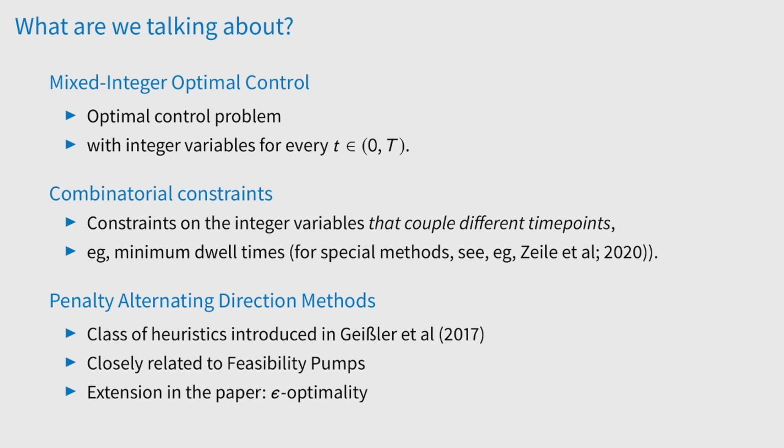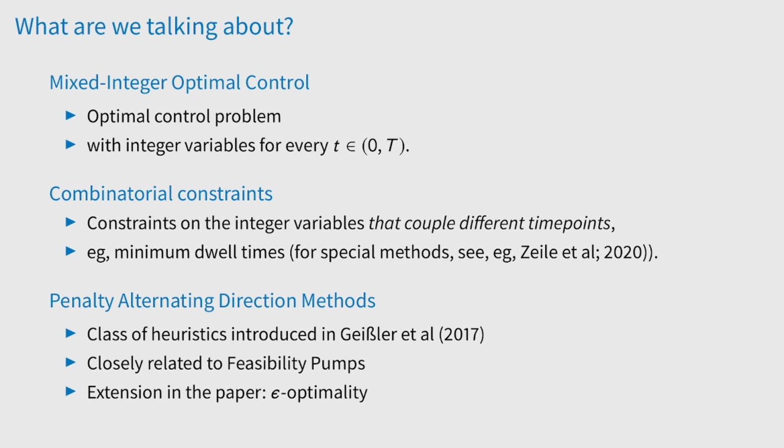And the final ingredient is the method that we're using, which are penalty alternating direction methods. It's a class of heuristics that was introduced by Geisler and co-authors and is closely related to feasibility pumps. You can even think of it as a framework in which you can explain feasibility pumps. So what I'm talking about here, you could view as a feasibility pump for specific mixed integer optimal control problems.